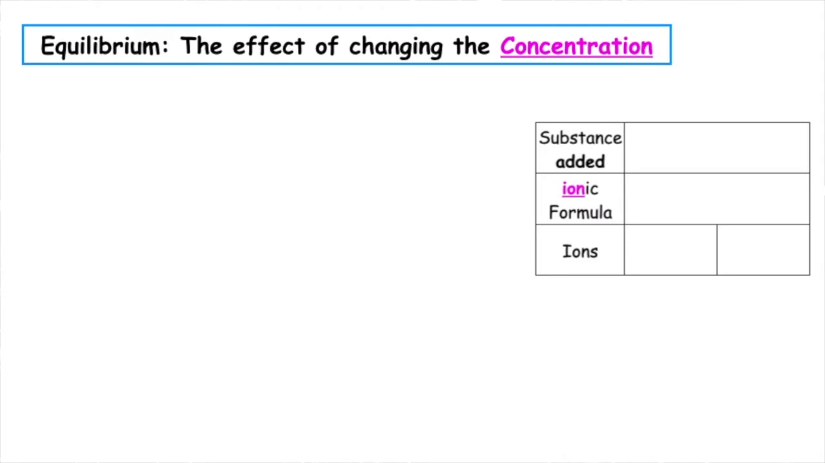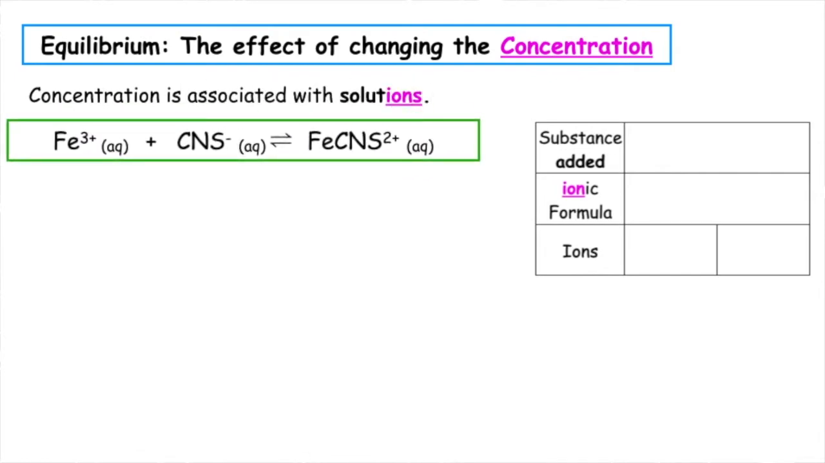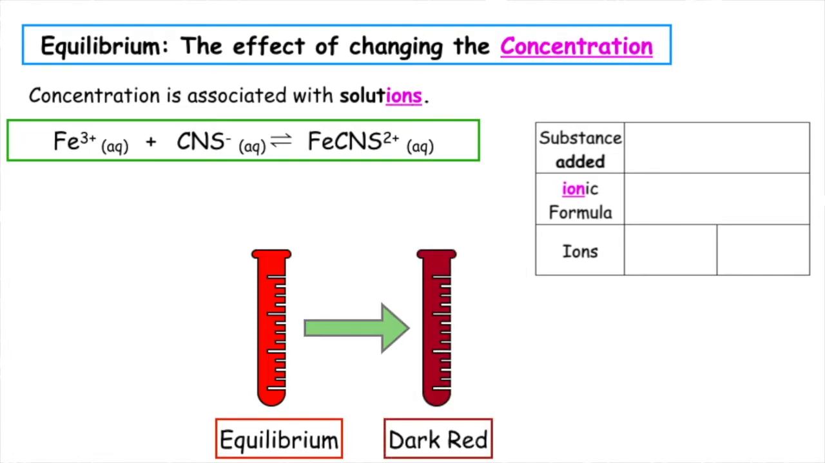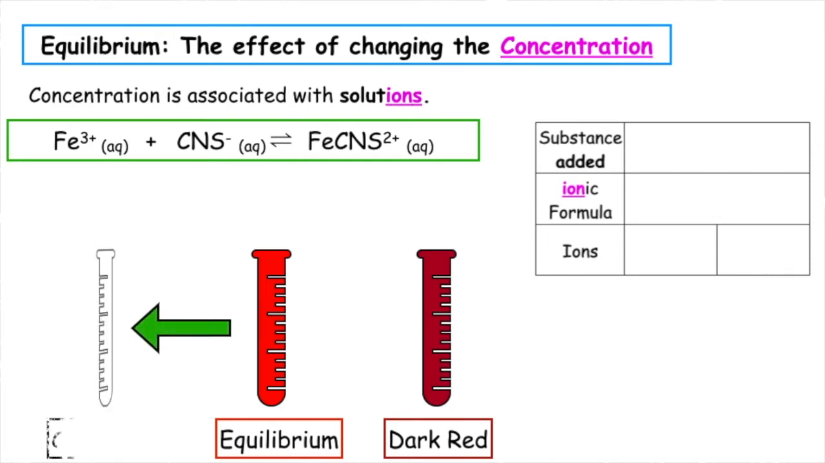Let's look at the effect of changing concentration on the position of the equilibrium. Now, concentration is associated with solutions, and the word solution ends in ions. We can see from the equilibrium that we've been given that they all are in the aqueous state, which stands for them being in a solution. At equilibrium, the colour of the solution is a light red colour. If the equilibrium moves to the right, that's for the product side, it will produce a dark red colour. And if the equilibrium moves to the left, that's towards the reactants, the colour of the solution would go colourless.